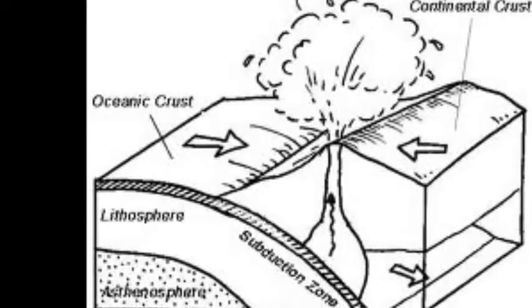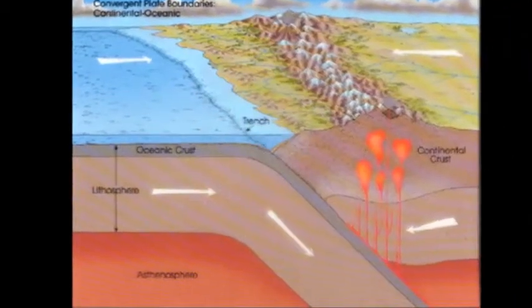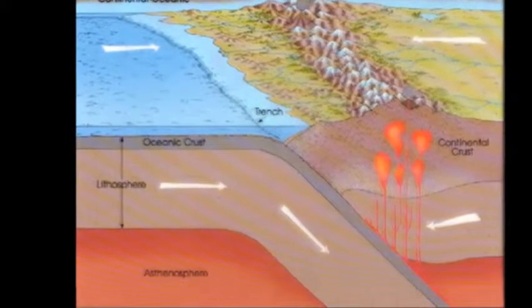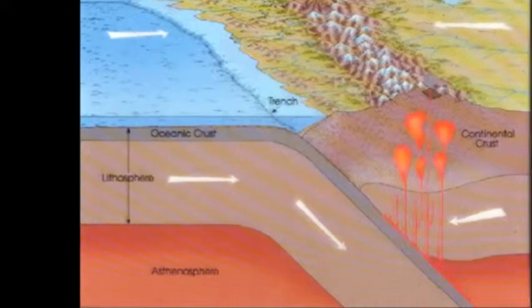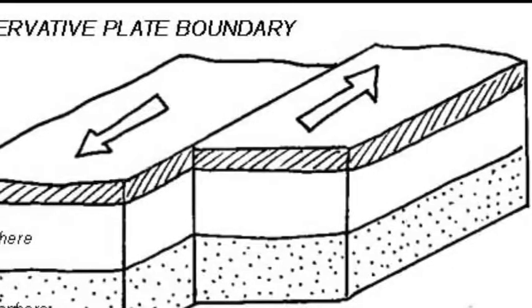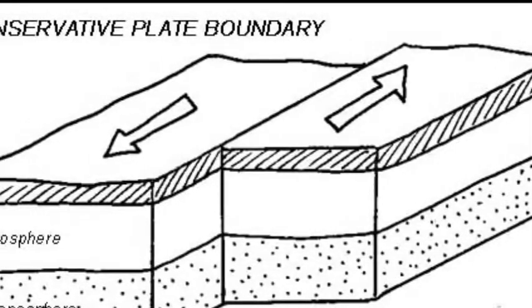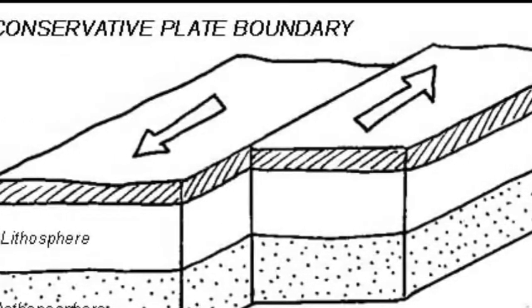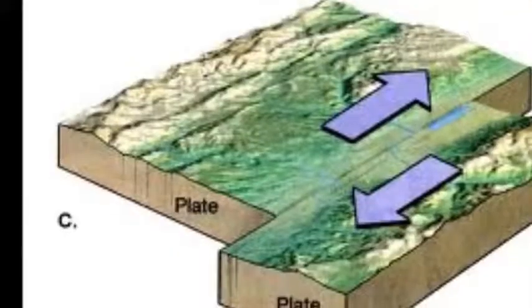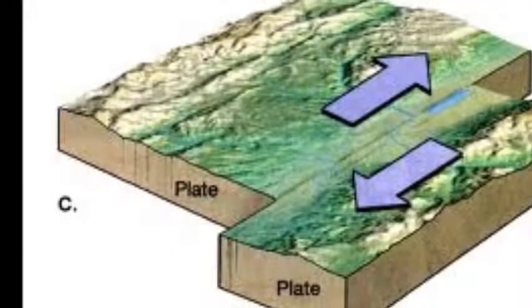One plate is being subducted under the other. And the 3rd, transform fault margins. This is a neutral or conservative margin where plates slide past each other.